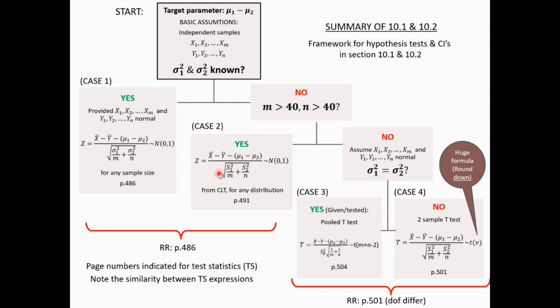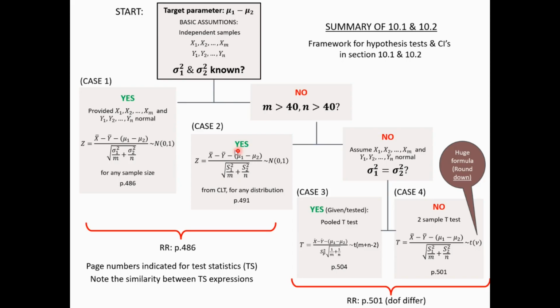However, since the variances are not known, you need to take the estimates. So that's what you're going to put in here. Another thing you'll notice that is different is that in case 1, we needed to make sure that we had normality in order for this to hold. Here, the normality is there, but it comes from the central limit theorem.